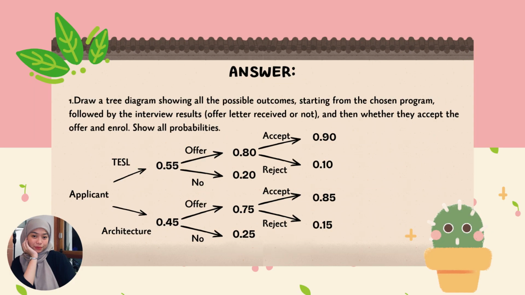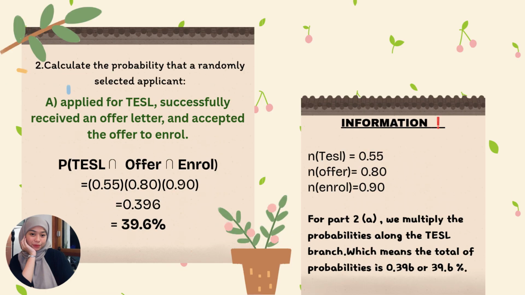These three diagrams show all possible outcomes. First, students choose a program, then they either receive or do not receive an offer letter. Finally, successful applicants decide whether to accept the offer and enroll. For Part A, we were asked to find the probability that an applicant applied for TESOL, received an offer letter, and accepted the offer to enroll.